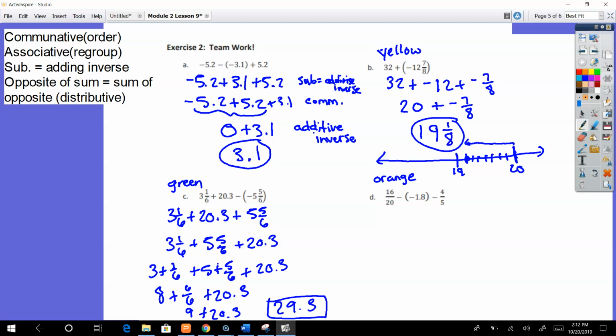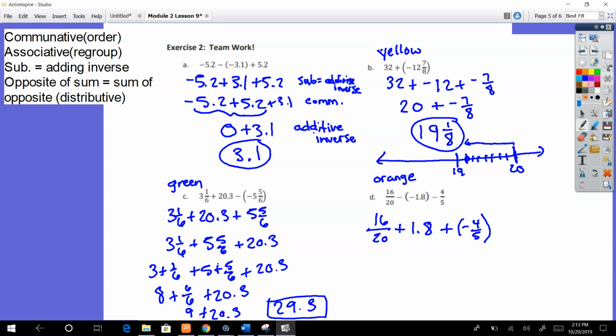And finally, I've got subtraction and subtraction, so let's make that all into addition. Add the opposite: the opposite of negative 1.8 is 1.8. Add the opposite, so negative 4/5, not 4.5, not the same number at all. So 16/20ths, and then plus 1.8 plus a negative 4/5.